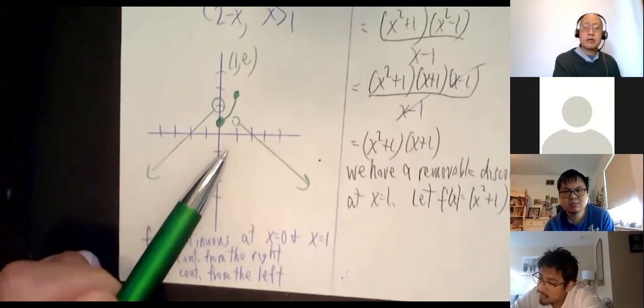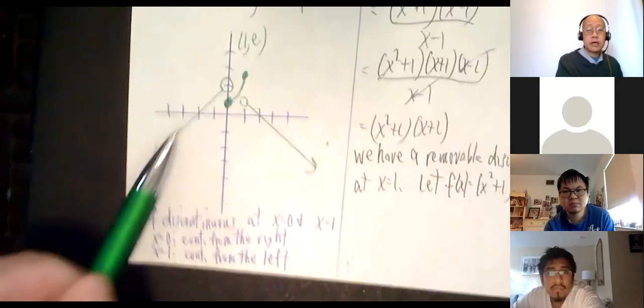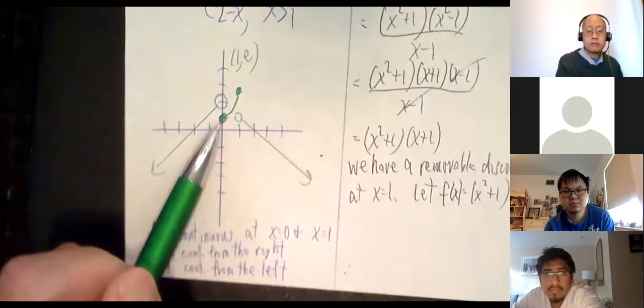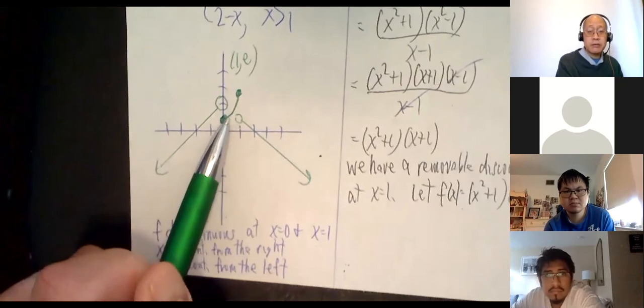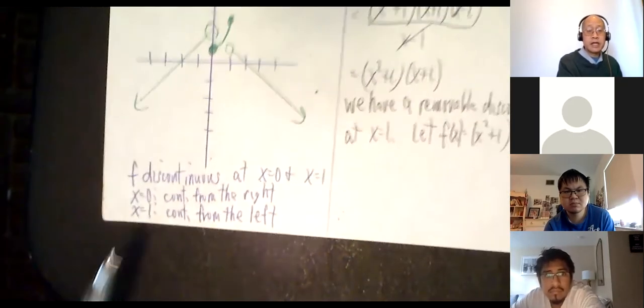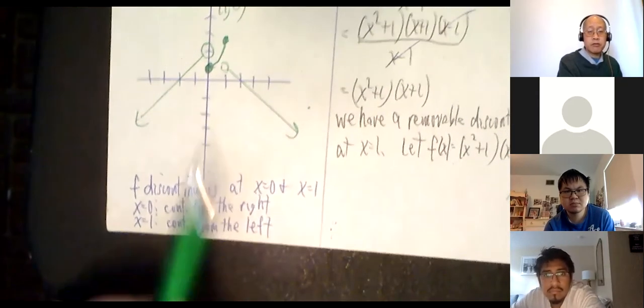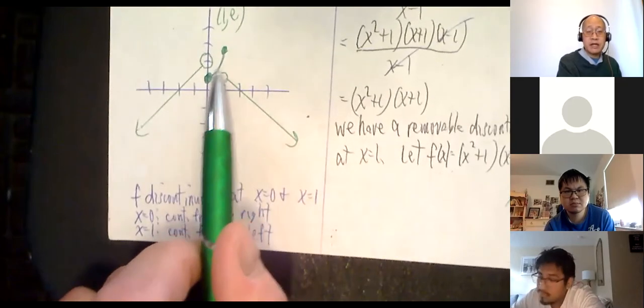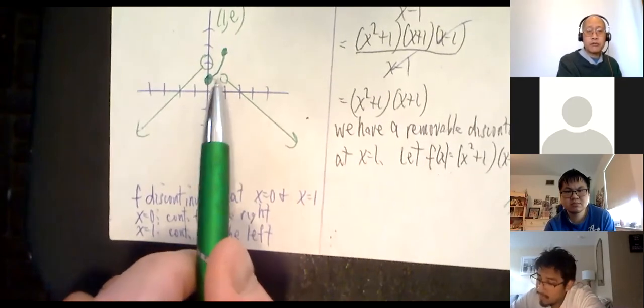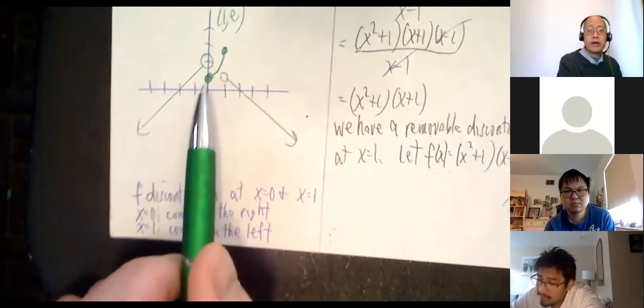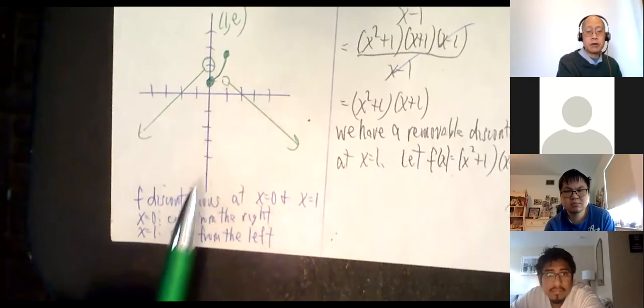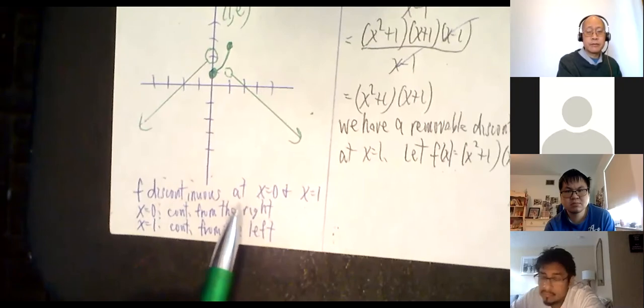Then it talks about continuity from each direction. At x equals 0, it is continuous coming from the right. If I come from the right side, 0.1, 0.01, 0.001, I do reach f of 0. I do touch 0, 1. So continuous from the right.